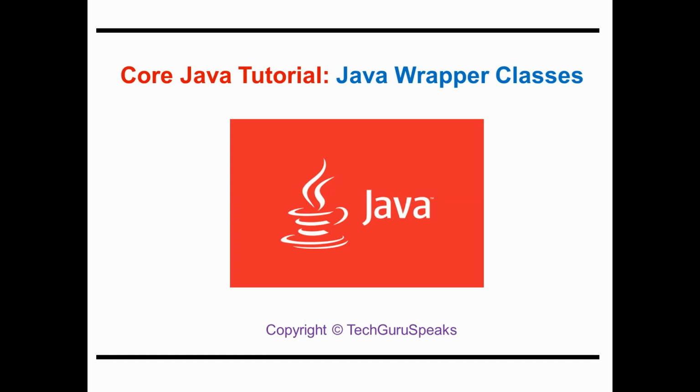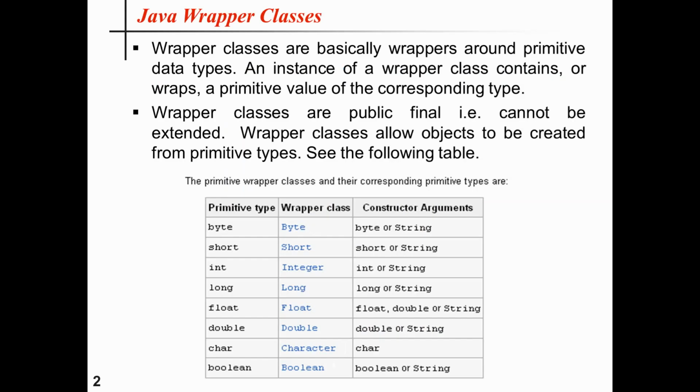Today I would like to describe Java wrapper classes. Wrapper classes in Java are basically wrappers around primitive data types like byte, short, int, long, float, double, char and boolean. These are the 8 primitive data types available in Java.